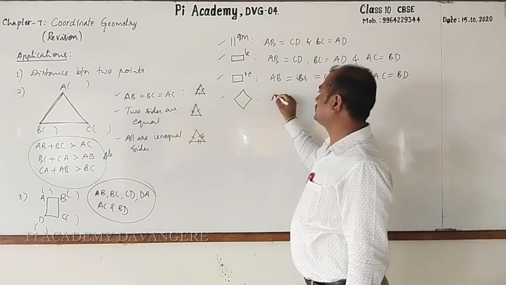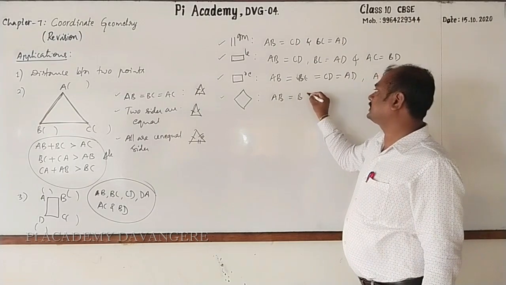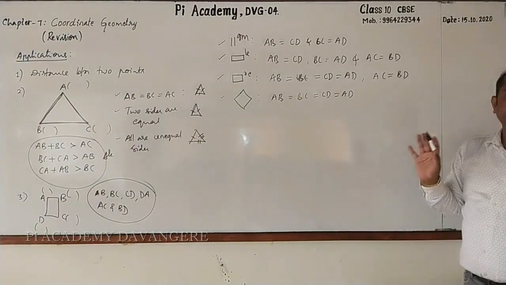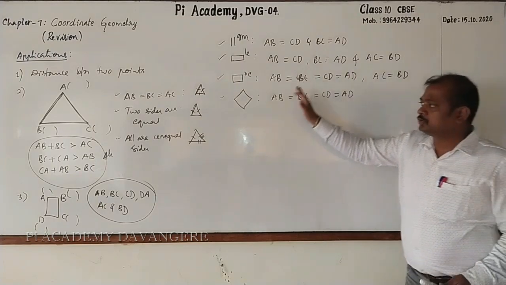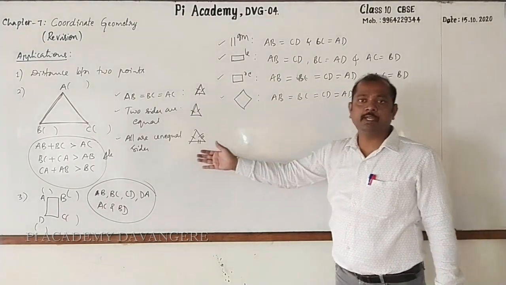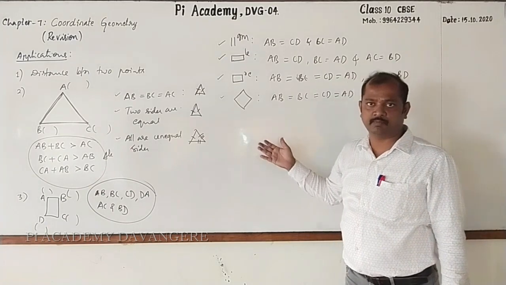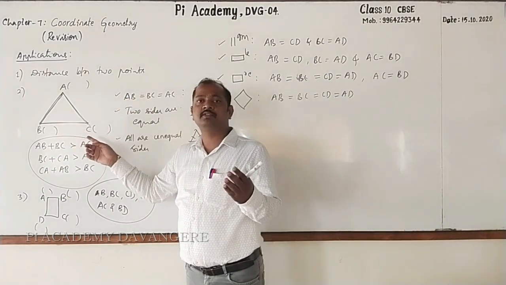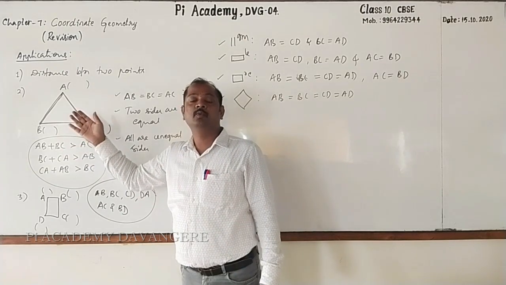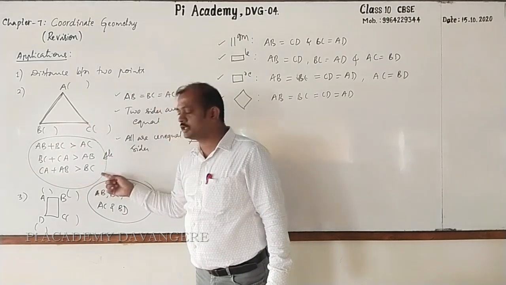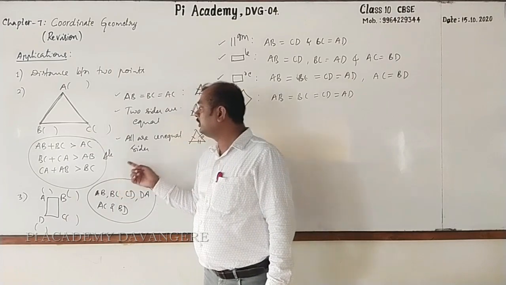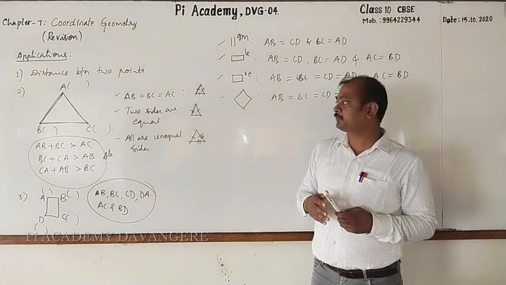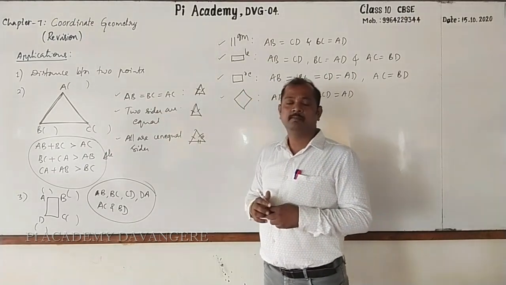Got it? Here I am writing rhombus. If it is a rhombus, then AB equal to BC equal to CD equal to AD, that is, all sides are equal. So, these are the possible types of questions to be asked in the examination. First one is giving you 3 points. They will ask you to check whether these are the vertices of a triangle. You have to check this one. Then after that, they may ask you to find out the type of triangle.